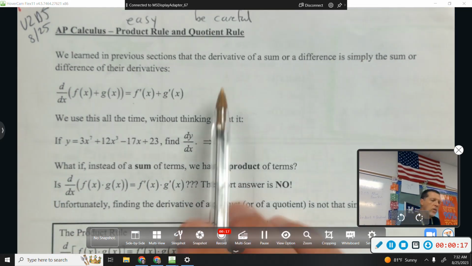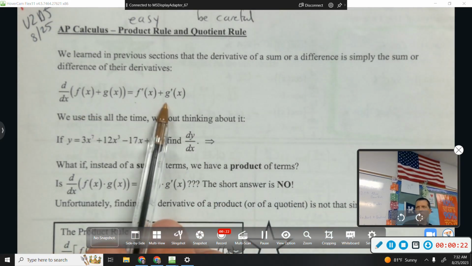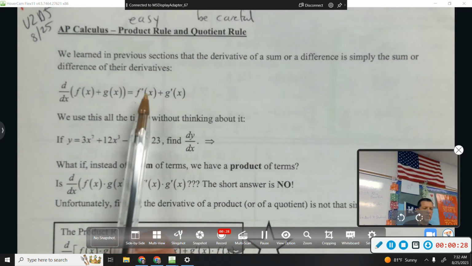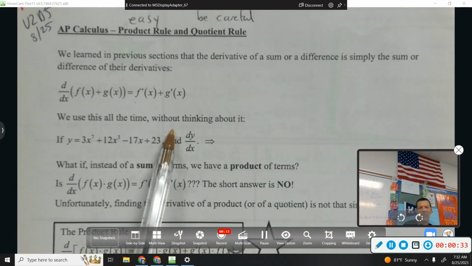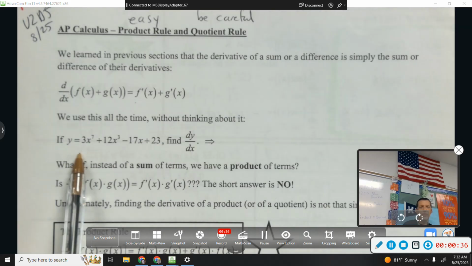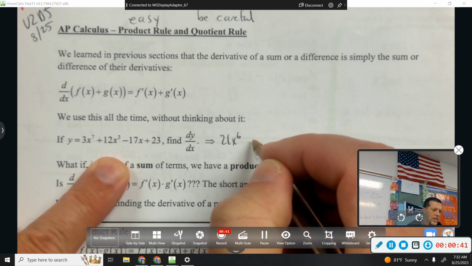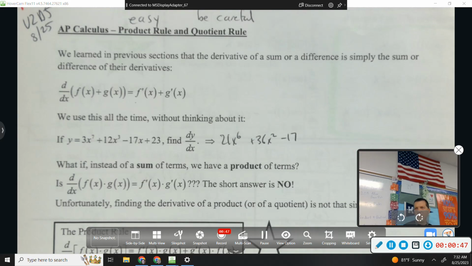Product and quotient rule. In previous sections we did sums and differences, and there's not really a rule because it just works like you think it would work. The derivative of f plus g is the derivative of f plus the derivative of g. We've already done this a whole bunch of times, and we didn't really even think about it. 21x to the 6th, 36x squared minus 17. We just took the individual pieces and added or subtracted them together. So there's not really a sum and difference rule. It just works like you think it would work.